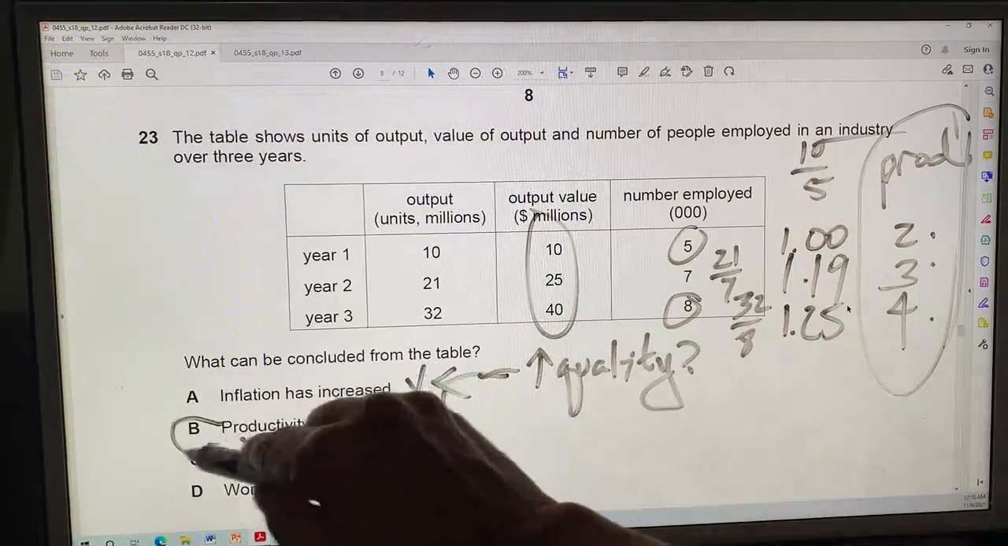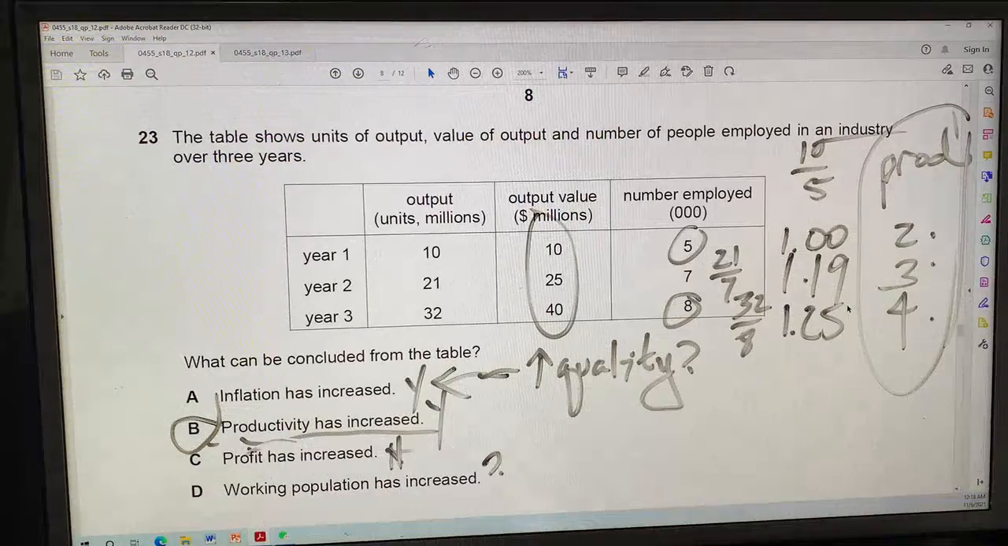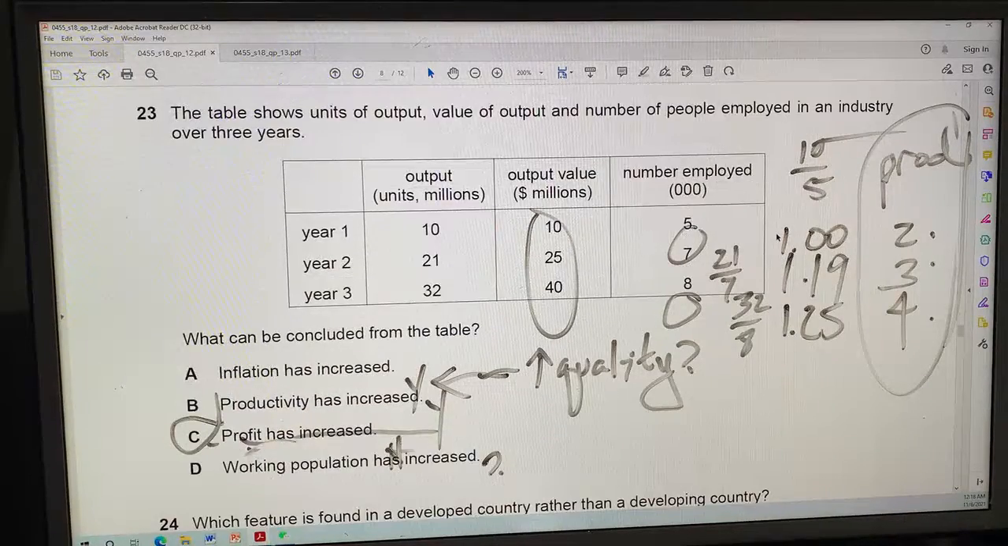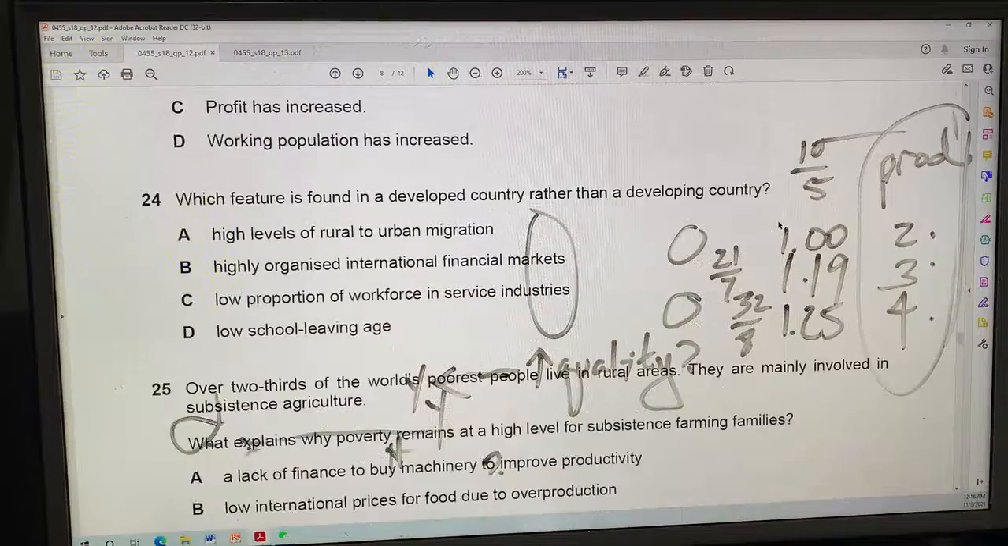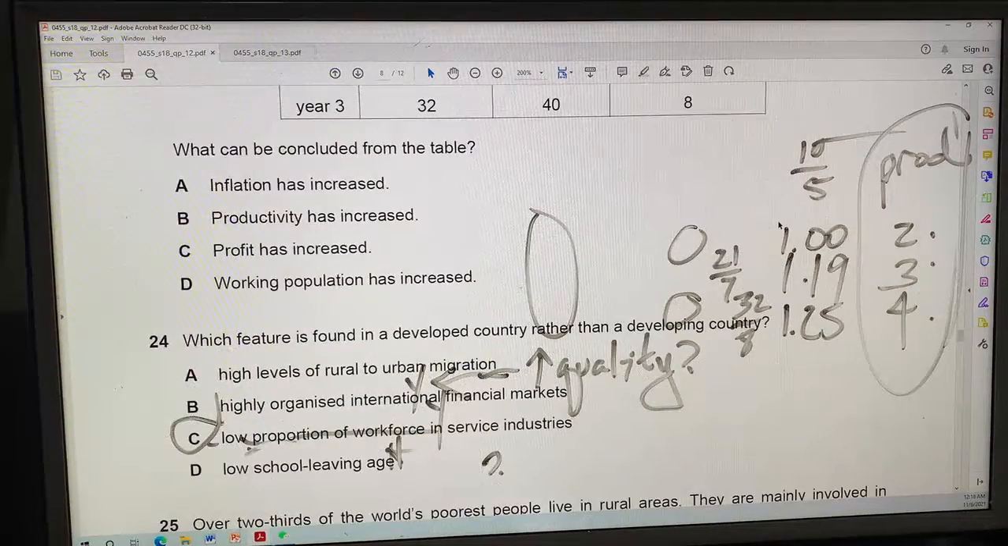So I might choose B, but you also might say A is correct, and I agree with that. You always need to choose the best answer. And for this question, it might be difficult to choose between A and B. Let's look at 24.